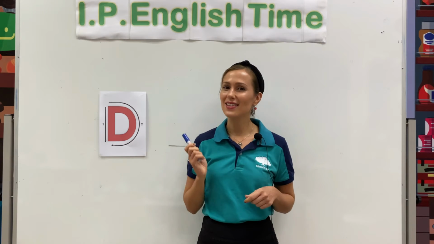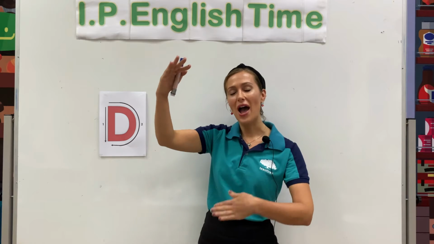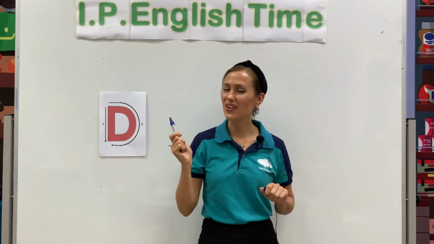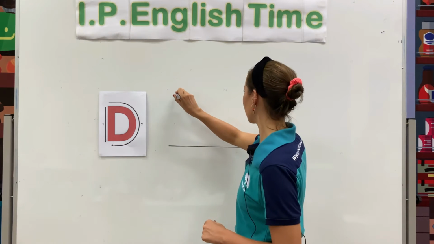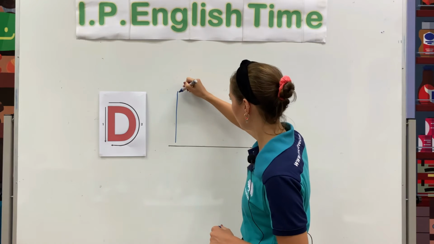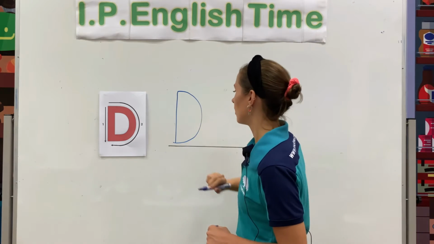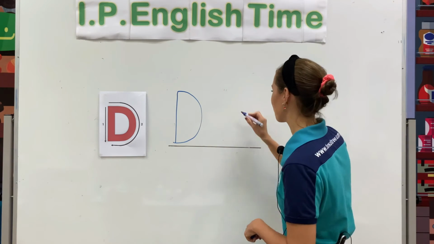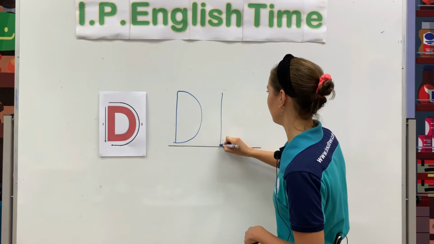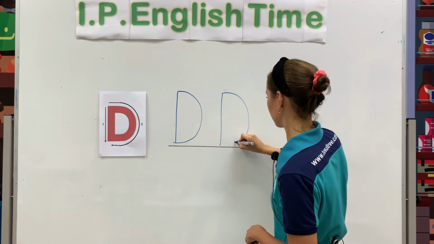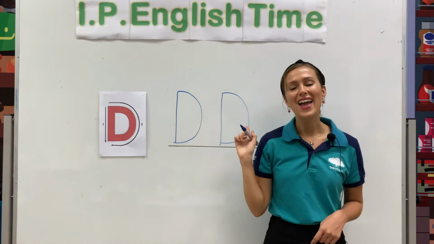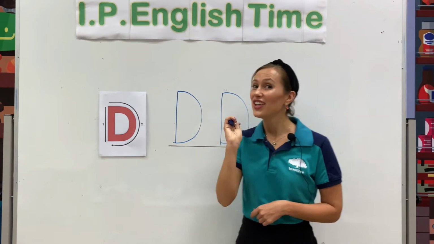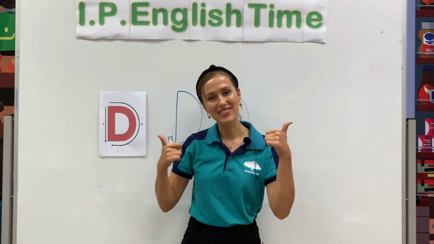Okay, I think you are ready. We are going to write the capital letter D. If you have a piece of paper, we can write together. Okay, let's write. 1, 2. Capital letter D. Let's do that one more time. 1, 2. Capital letter D. This is the big letter D. You know how to write the letter D now.